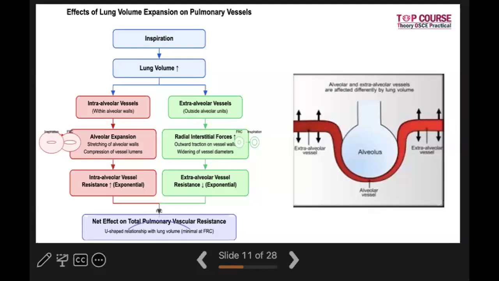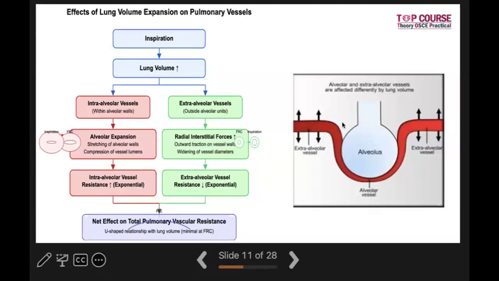During inspiration, we know that the lung volume is going to increase. The alveoli is going to distend, right? So whichever vessels are intra-alveolar are going to get compressed. So the intra-alveolar vessel resistance is going to increase exponentially. But the extra-alveolar vessels, because of the radial interstitial forces and outward traction of the vessel walls, there is going to be a drop in resistance in the extra-alveolar vessels.